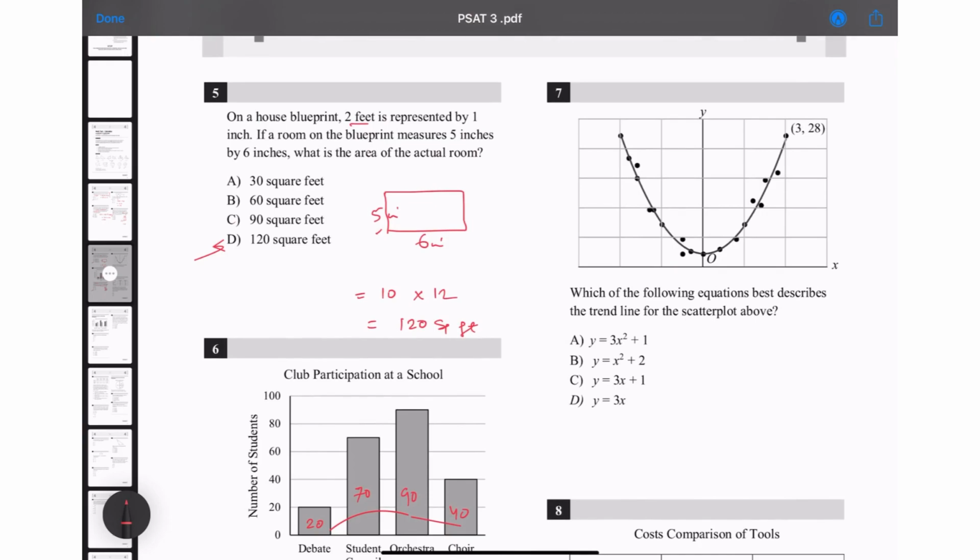Going to question number 7, the trend line of the graph, which is this. See, this is not linear, so we cancel these two because they represent a straight line. Here it's a curve. Now I simply take the point (3, 28) and plug it in. I see that A is the right answer, because 3 times 3 square plus 1 gives you 27 plus 1, that is 28, and here y is 28. On putting x equals 3, y is 28 only in option A.